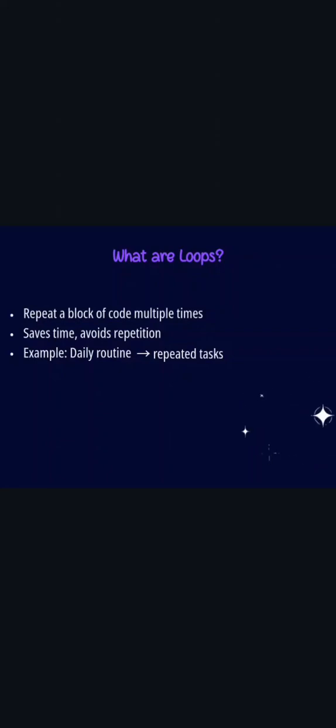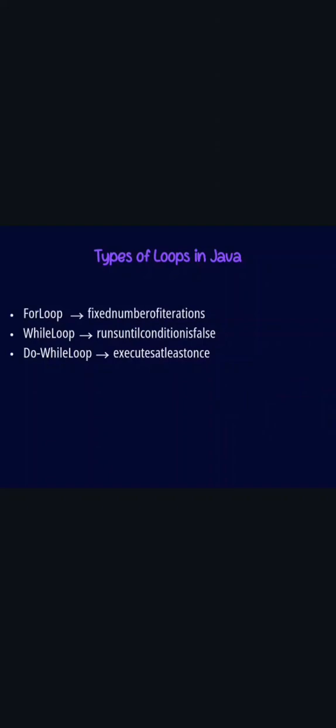Think of a real-life routine: waking up, brushing teeth, having breakfast, and going to work or class. These steps repeat every day. In the same way, loops help us repeat tasks in programs. Java mainly gives us three types of loops.